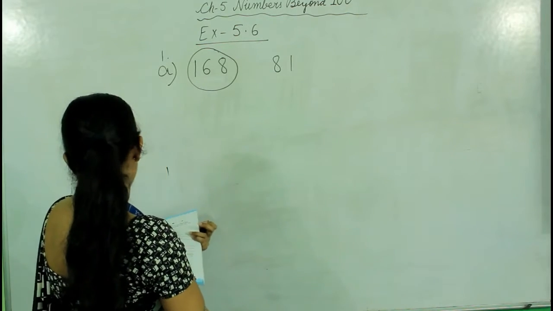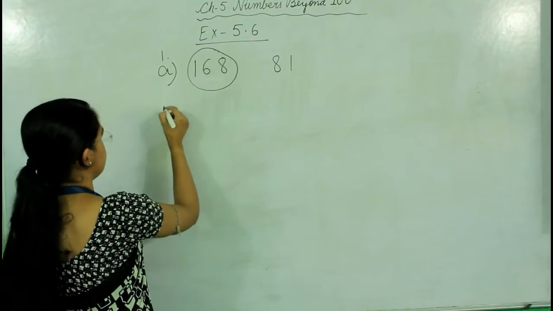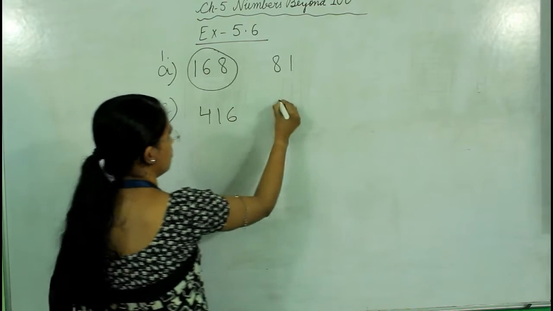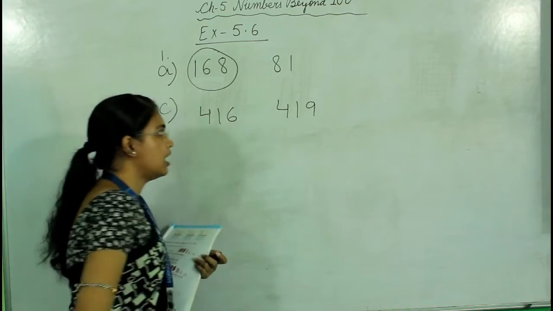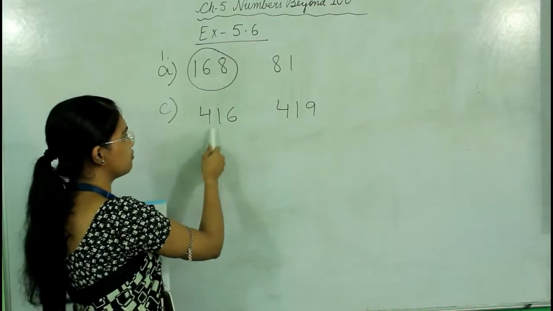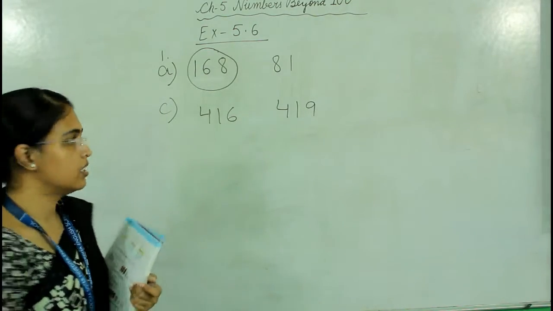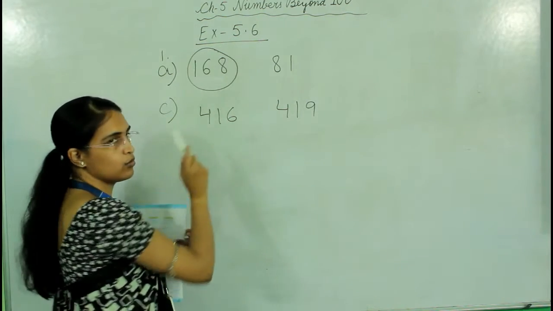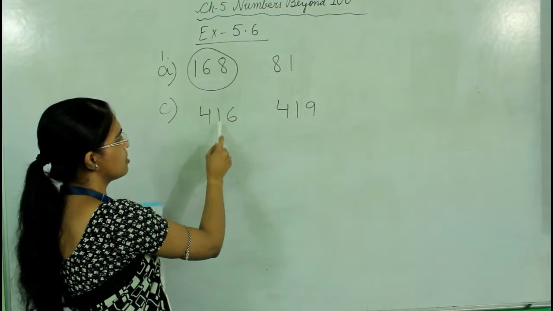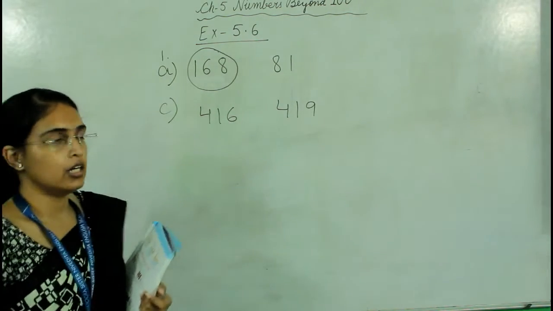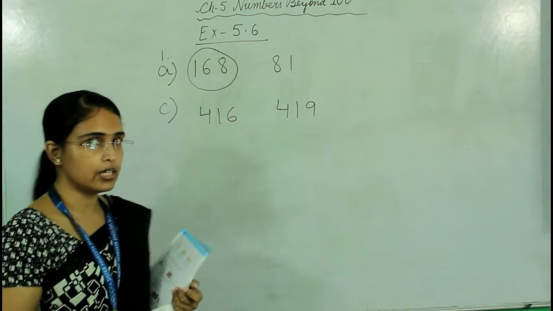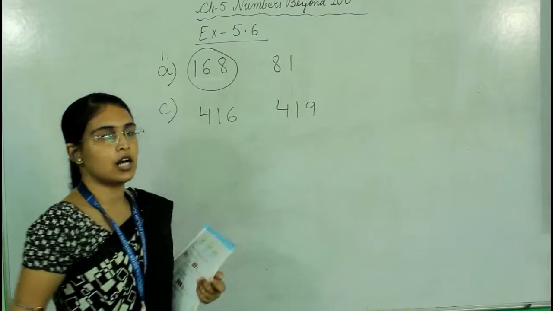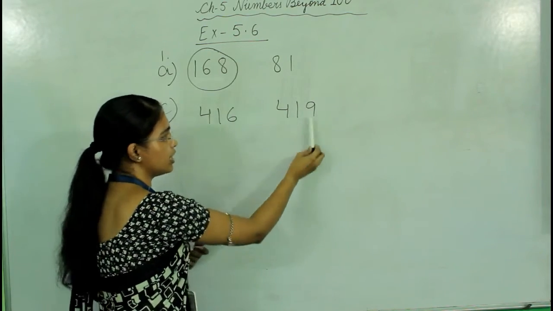Now, question number C. 416 and 419. Now, in this question, we have a 3-digit number on both sides. Then we have 4 in the 100s place. We have 4 on both sides. In the 10s place, we have 1 on both sides. And in the ones place, on this side we have 6 and on that side we have 9.